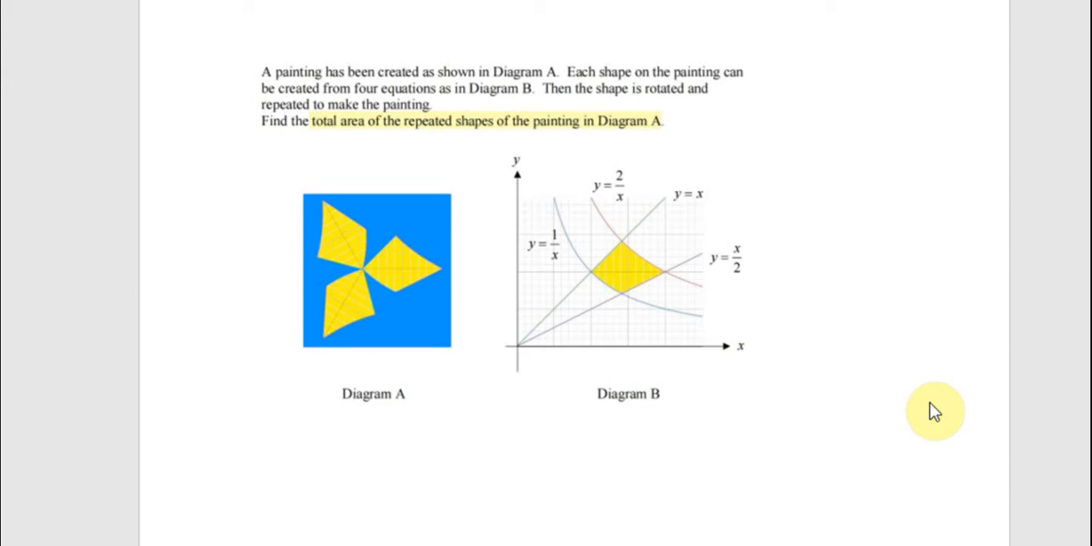Hello everybody, so today I will talk about calculus. The topic today is about integrals and area. So here is the question.